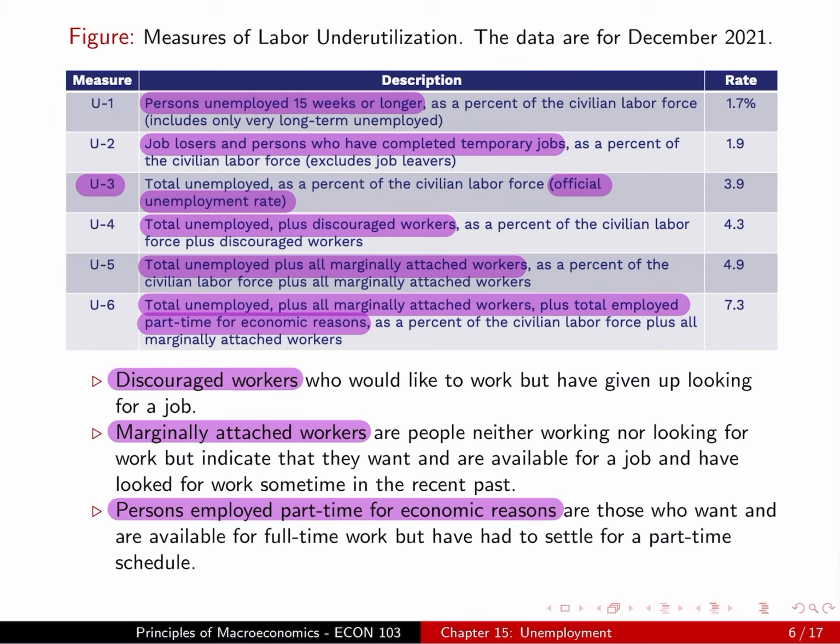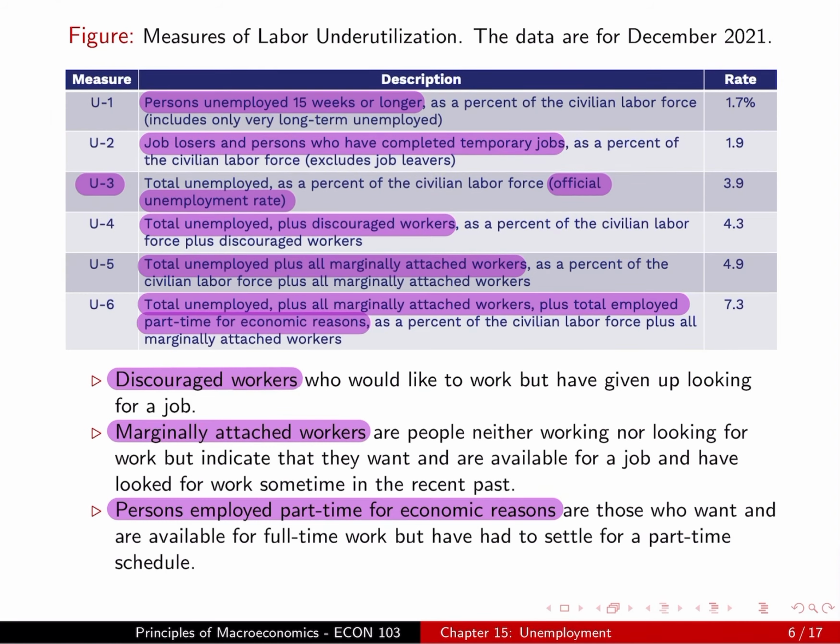This table presents other measures of labor underutilization calculated by the BLS. U1 is persons unemployed 15 weeks or longer as a percent of the civilian labor force; it includes only the very long-term unemployed. U2 is job losers and persons who have completed temporary jobs as a percent of the civilian labor force; it excludes job leavers. U3 is total unemployed as a percent of the civilian labor force. This is the official unemployment rate.